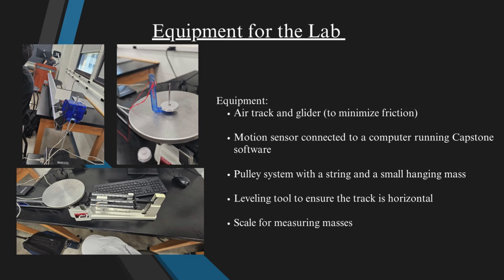We also used a motion sensor. It basically just sends waves to sense exactly where an object is, and it stops whenever it hits an object and sends it back, and it gives us the position, of course, and that's how we get our position graph, and that's used with the Capstone software. We also used a pulley system with a string and a small hanging mass, as you could see in the second picture on the top right. That was what we used to have the glider go back and forth.